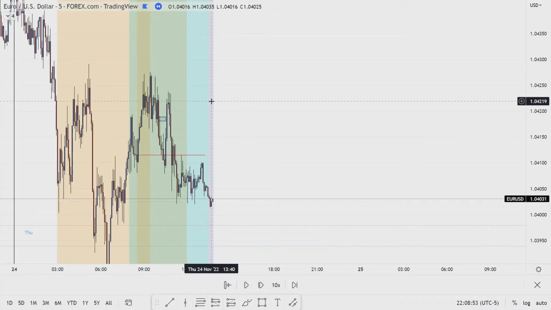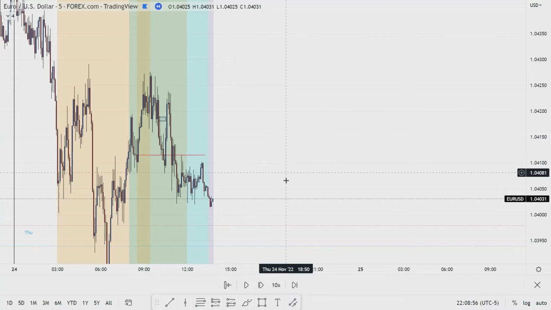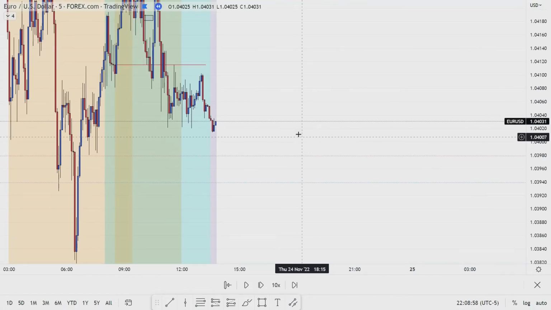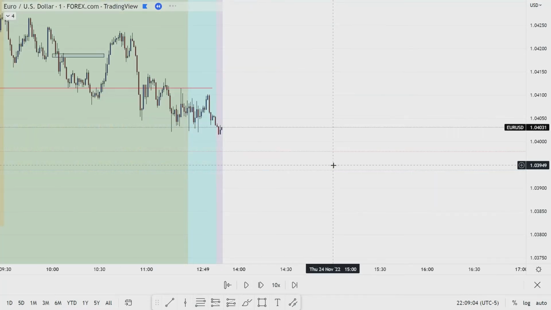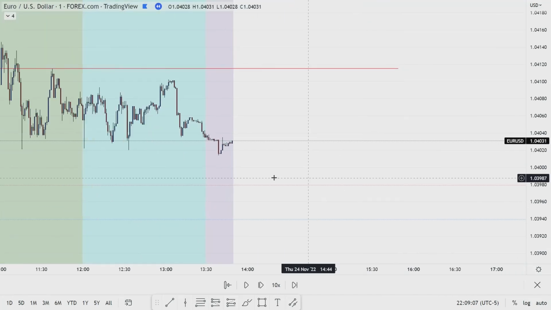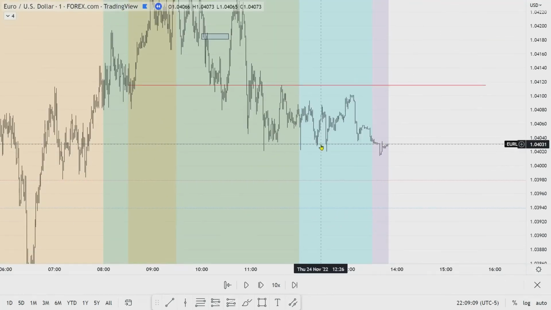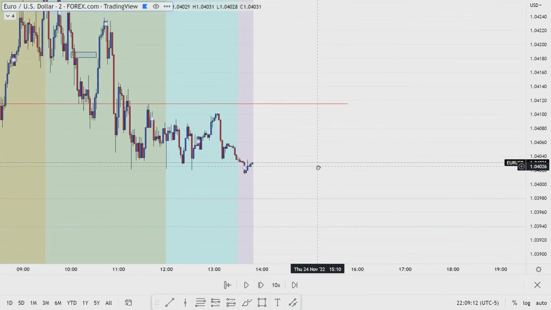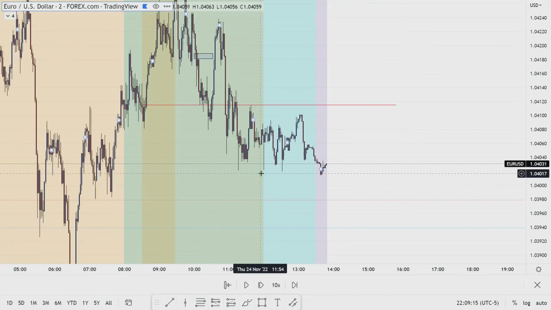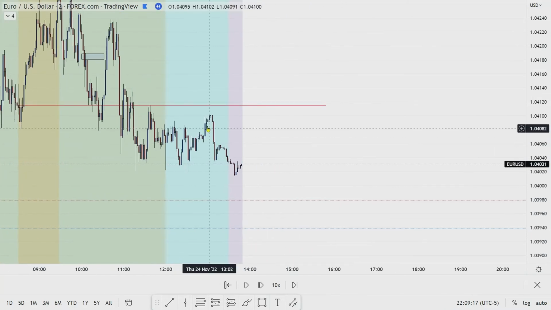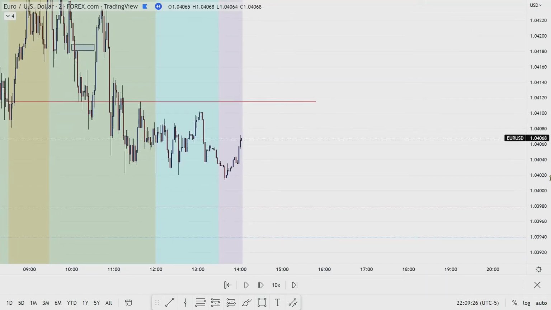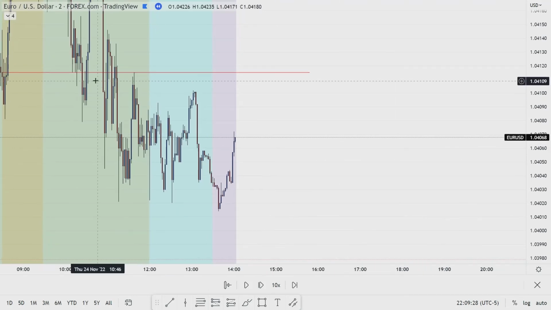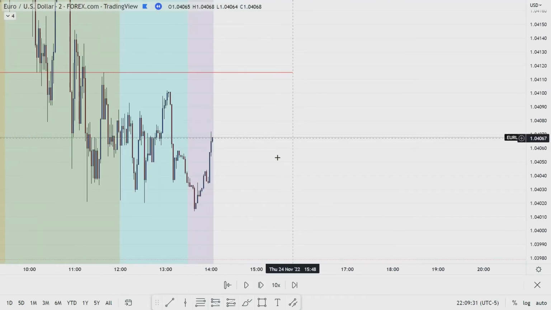So now we're in that New York purple area. This is that New York afternoon session. And as we can see here, we go down into the lower time frames. We can see that these lows that were formed look significant. We take them out right here as we go into the afternoon New York session. And we are also in a discount from that 8:30 opening.